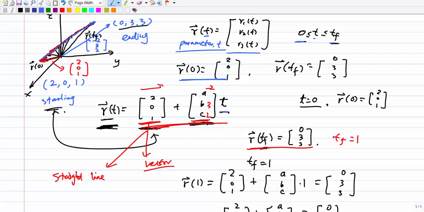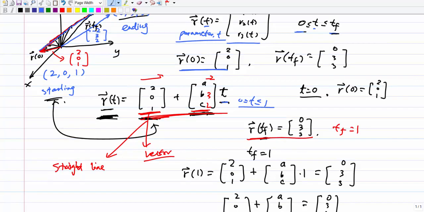So if you let t go from 0 to 1, you basically scale it from 0 to 1. When you scale to 0, you become this point. As you scale it up to 1, you cover the entire line. That's why this is a parametric representation of a line.